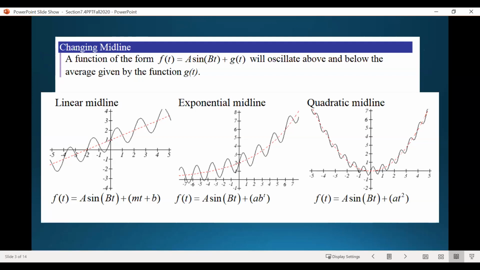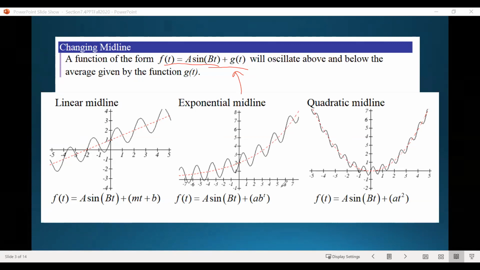So as we saw, that last example was an example of a trigonometric function with a change in midline. So if we have a function of the form f of t equals a times sine of bt or a times cosine of bt plus g of t, where that function in place of the midline is now a function, then we know that it oscillates above and below the average given by the function g of t.